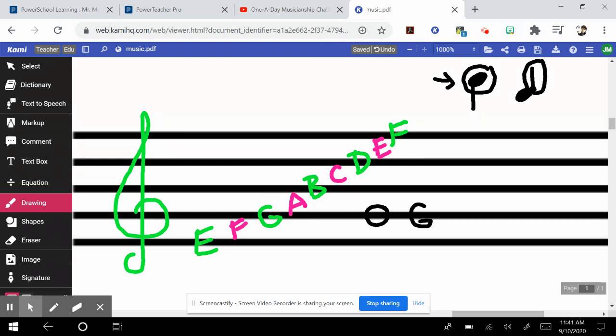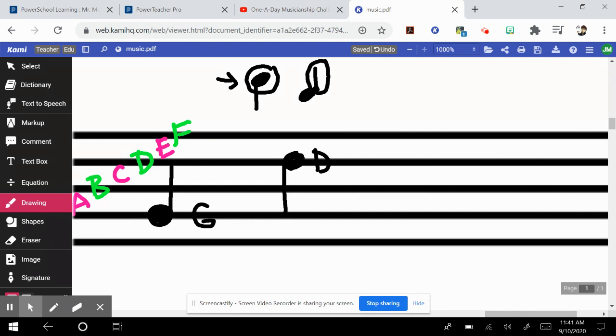So I could change this G into a quarter note just by adding a stem, filling in that note head. That's still a G. If I have a note here, that's going to be a D because the note head is on that D line.